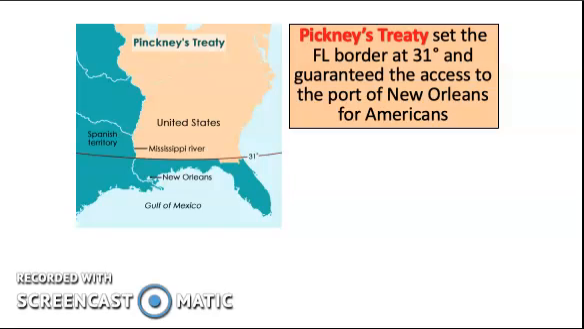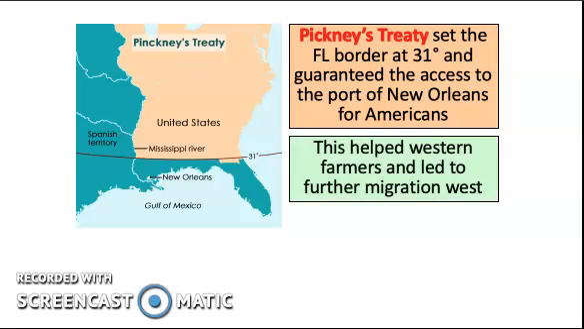Now, the Spanish, in an attempt to try and settle things with the United States, is going to negotiate what's called Pinckney's Treaty. Now, Pinckney's Treaty attempts to set some borders with the United States. And what they do is they are able to negotiate the border with Florida at 31 degrees north latitude. And this guarantees also the access of American farmers to the port of New Orleans.